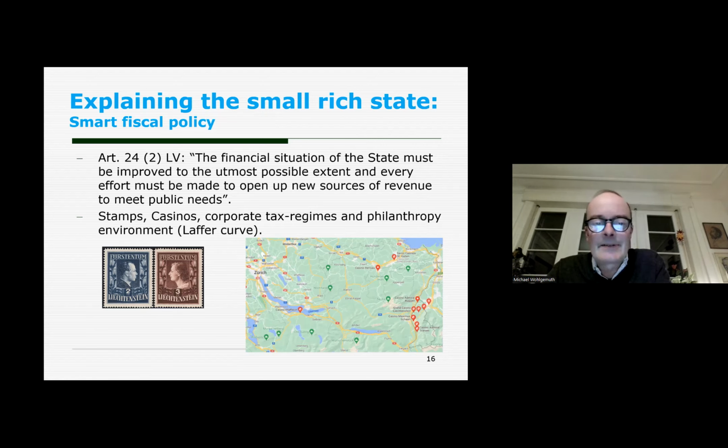And in the early 20th century, selling stamps was good for almost 40% of state revenues, simply by printing stamps and selling them to collectors. On the map on the right side, you can see the casinos, where you find casinos on Google Map in the area, and you can almost make out the border of Liechtenstein by these red points that point to casinos in Liechtenstein today.